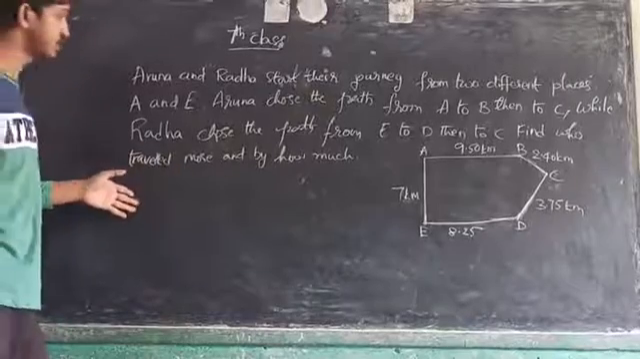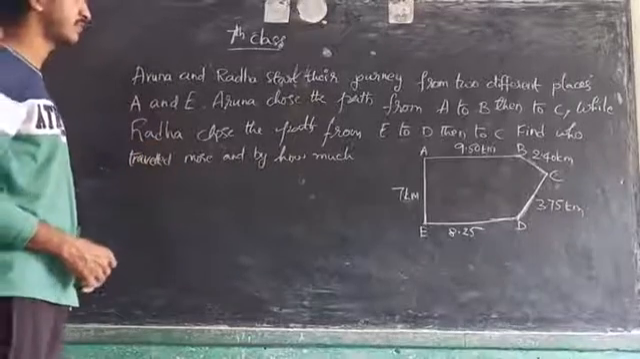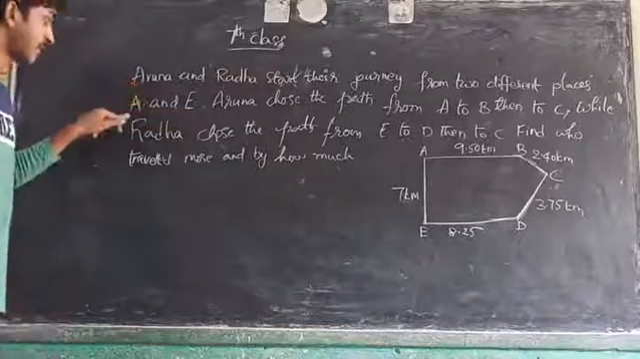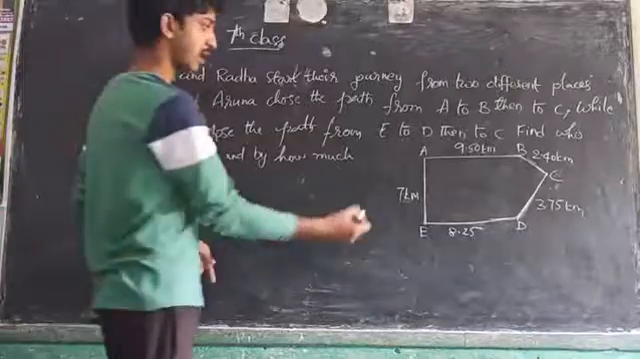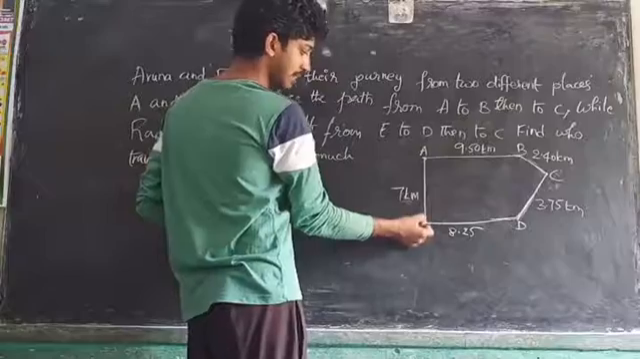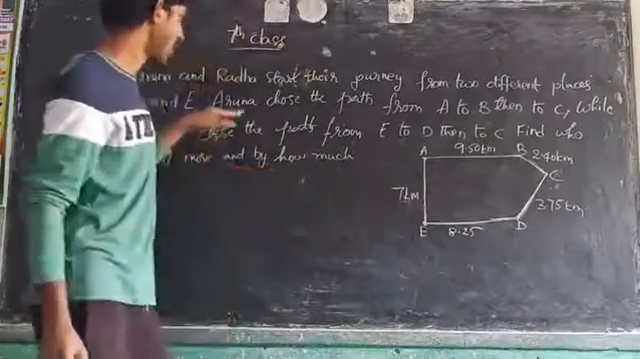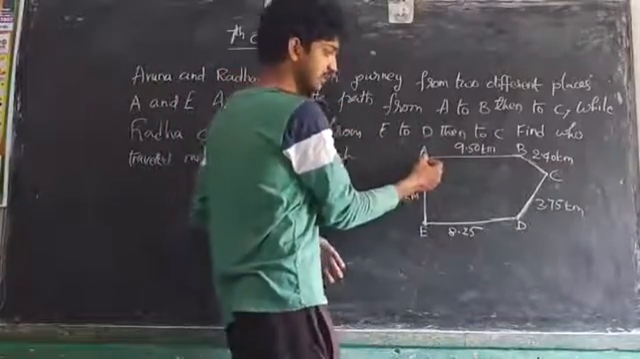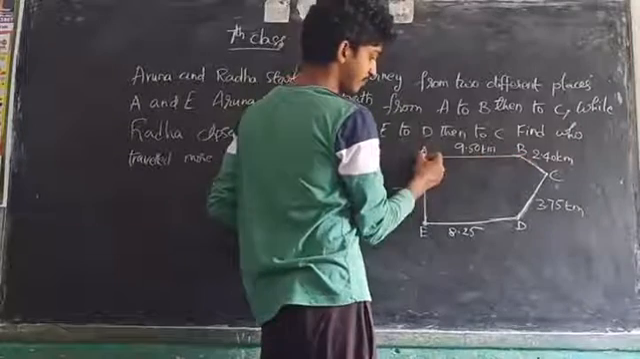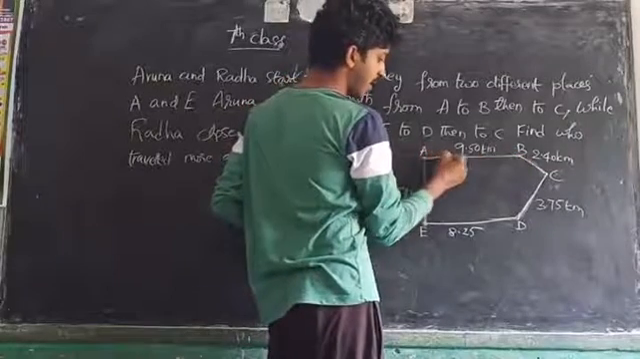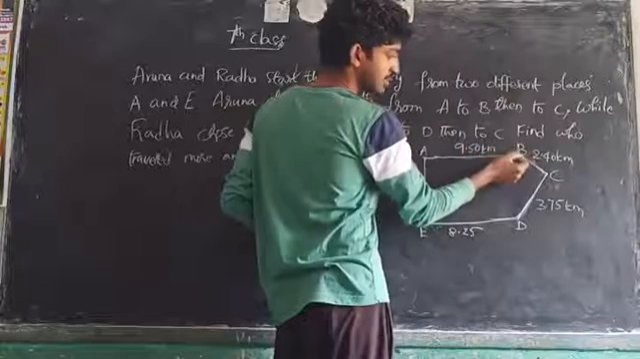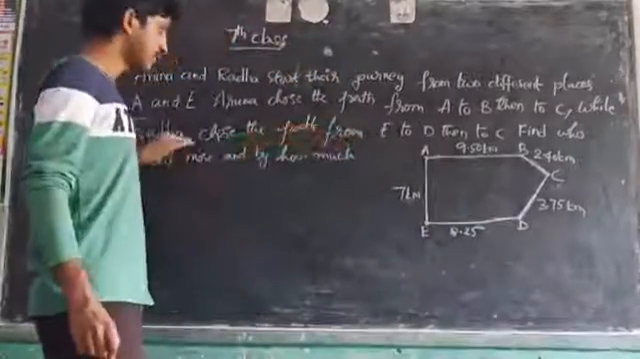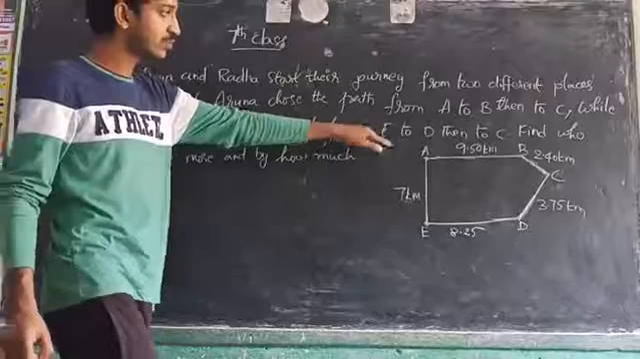See here children, next question. Arjun and Radha started their journey from 2 different paths, A and E. Here Arjun started from A and Radha started from E. Arjun chose the path from A to B and then to C. Arjun started here and walked this path from A to B and then to C. Now Radha chose the path from E to D then to C.